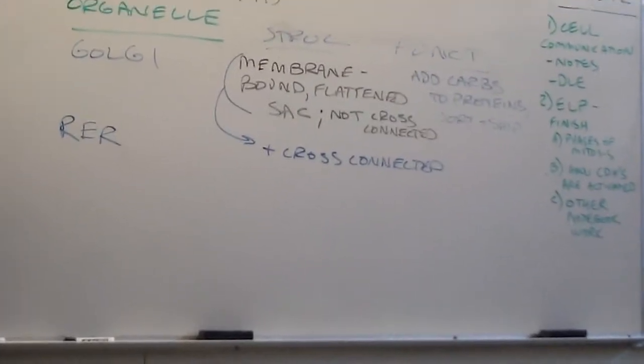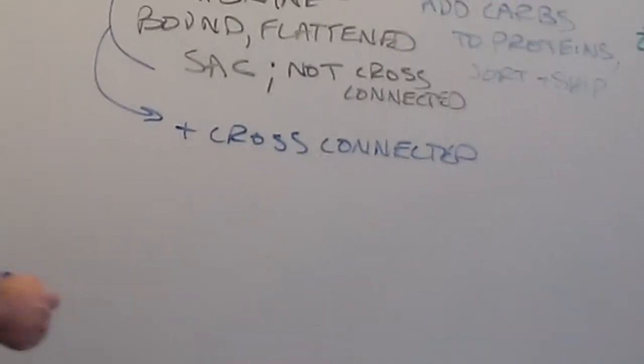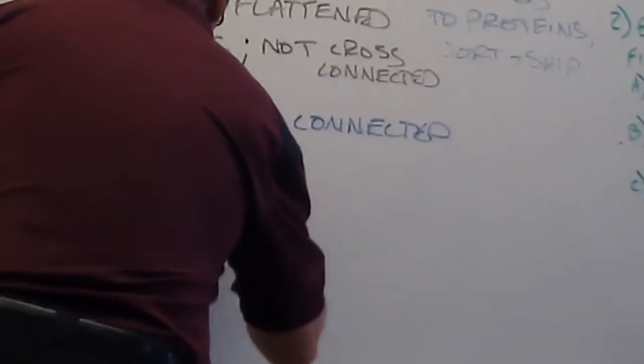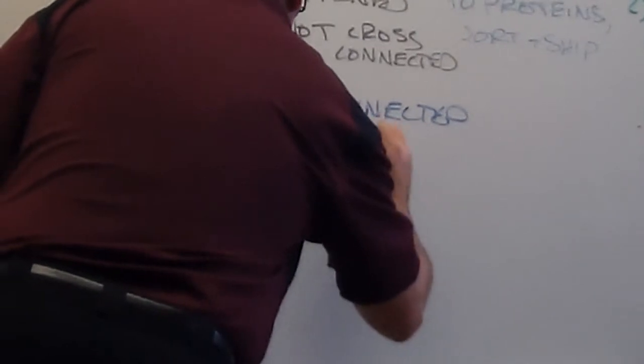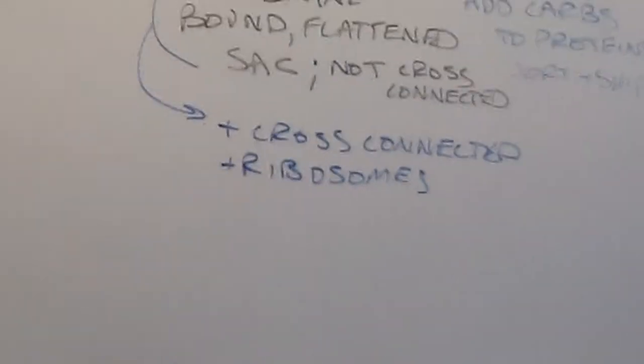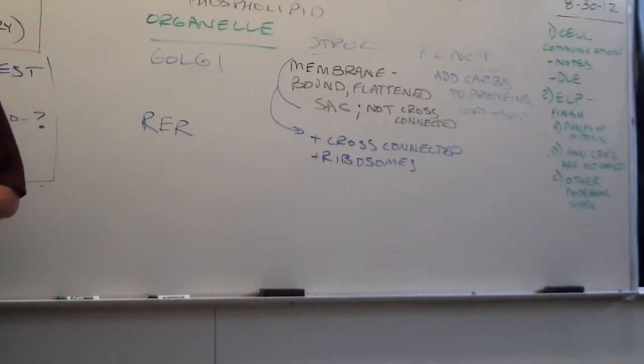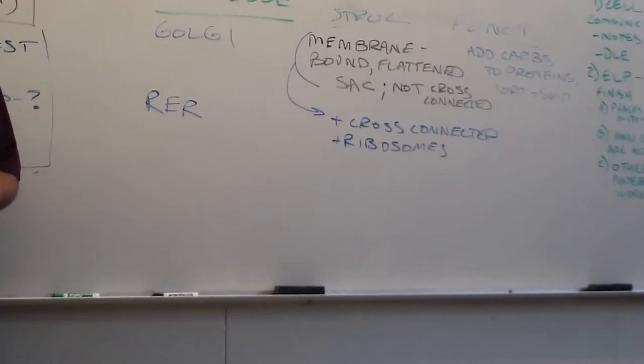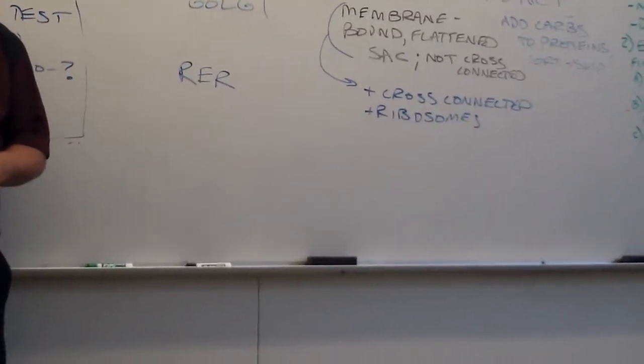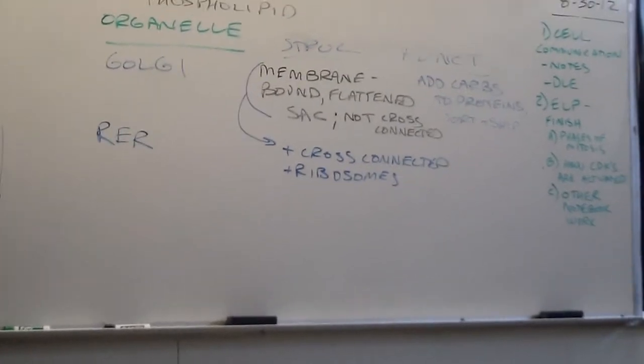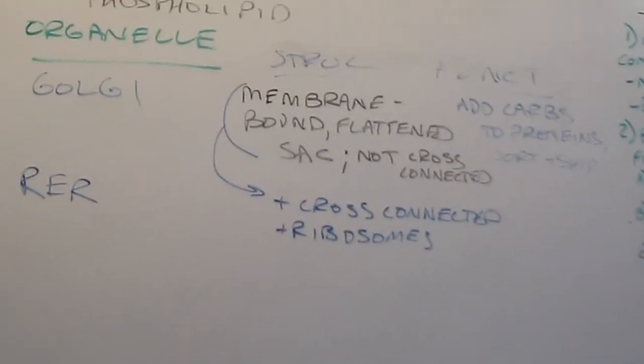Anything special to rough ER that makes it rough? They have proteins on the outside. You understand my shorthand there? So the rough ER would be membrane-bound, flattened sacs that have cross connections and there are ribosomes on the outside. Sounds like a good structure? Yeah, that should cover it.